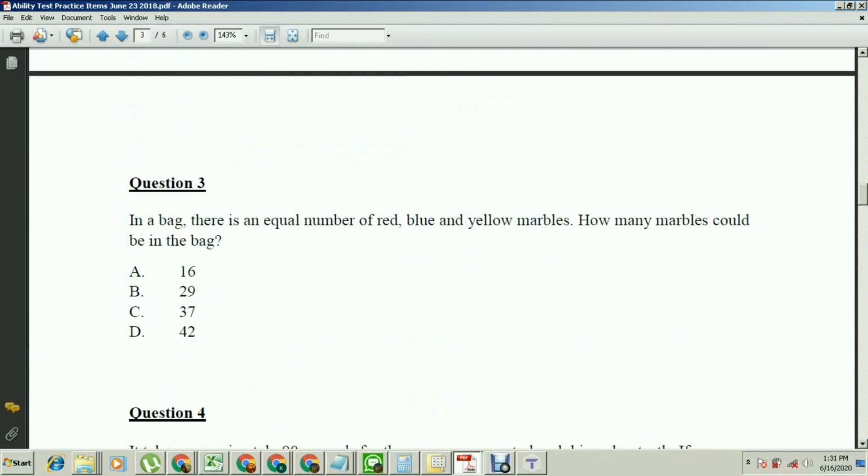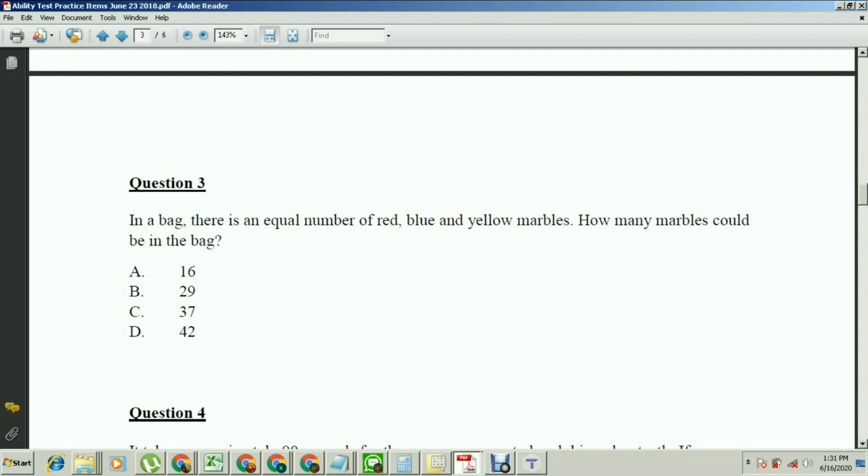So let's move on to question number 3. In a bag, there is an equal number of red, blue, and yellow marbles. How many marbles could be in the bag? Now this is an interesting scenario.